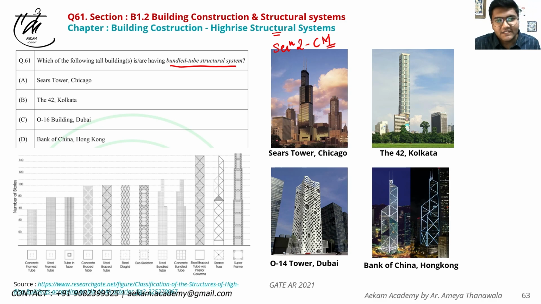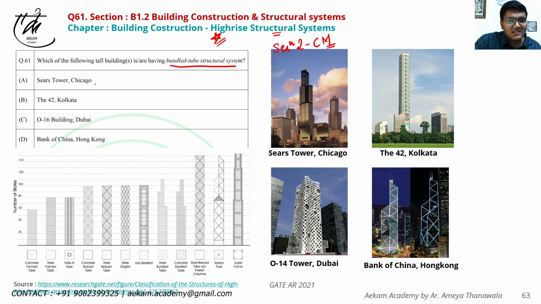Again, this question was previously asked in GATE 21, a very similar question, where they had given a match the following type of question, where there were bundle tube structures, tube in tube structures, outrigger truss, belt truss, and diagrid structures. So understanding these high-rise structural systems and their examples is very important.